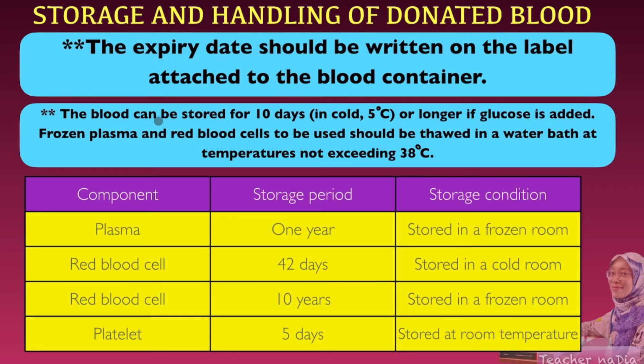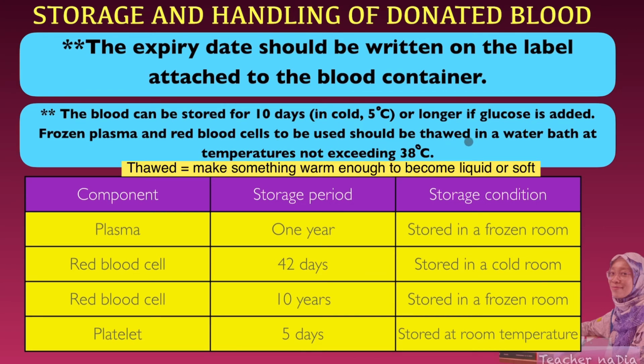The blood can be stored for 10 days in the cold at 5 degrees Celsius, or longer if glucose is added. Frozen plasma and red blood cells must be thawed in a water bath at temperatures not exceeding 38 degrees Celsius before being transferred to the patient. So these are the components and also the storage period and the storage condition.